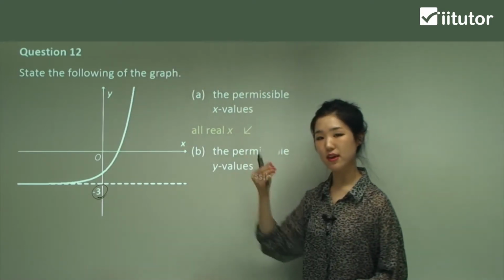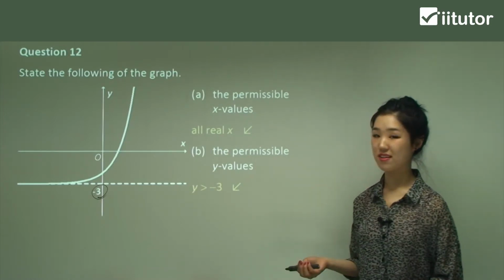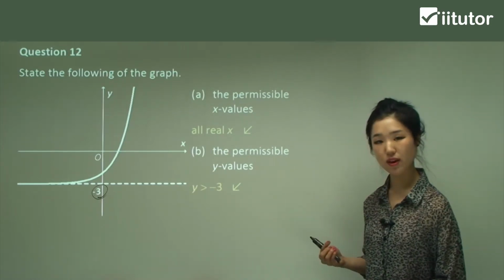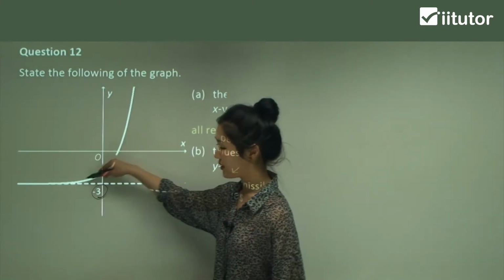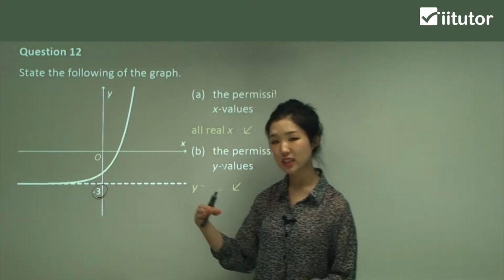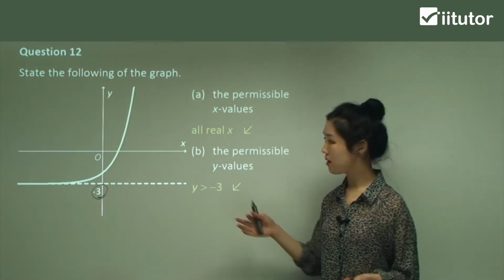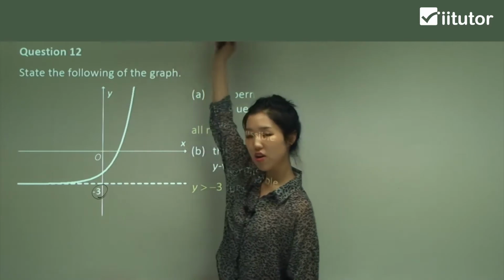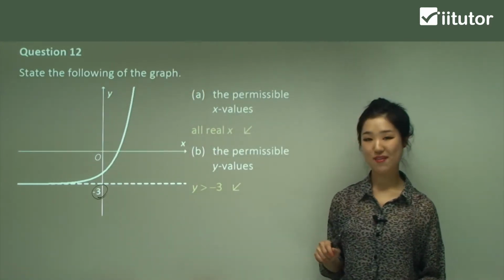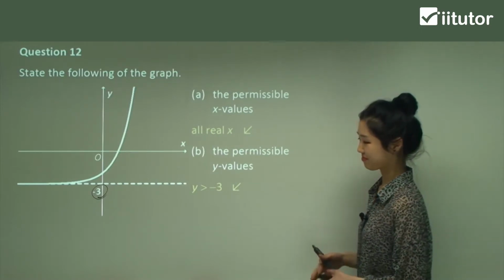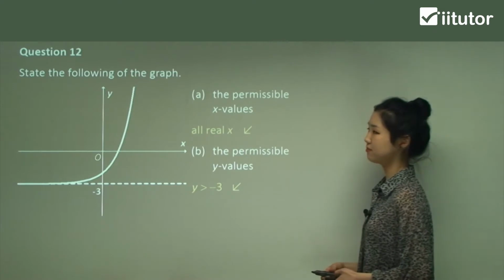So what do you think the permissible y values are? Well, it's going to be y is greater than -3, but not equal to -3. It's just greater than -3 because this is an asymptote. The graph will never touch -3. It will always tend to it, but never touch it. So it's going to be greater than -3 because the graph is just continuing on and on forever from that point -3. So that's the permissible y values. Get it? Hopefully. So that was 12.